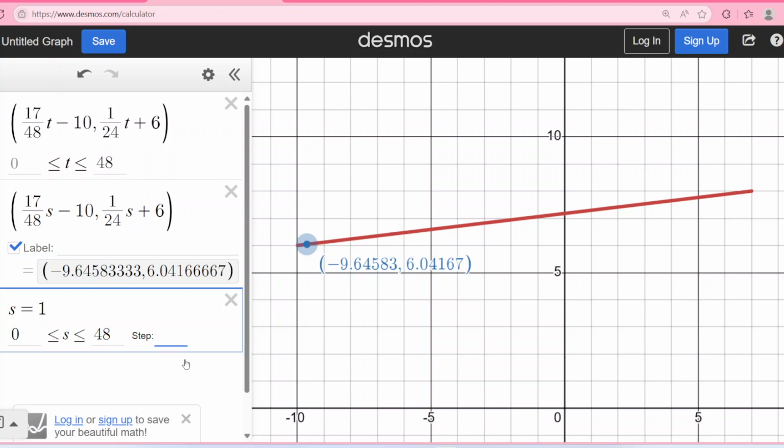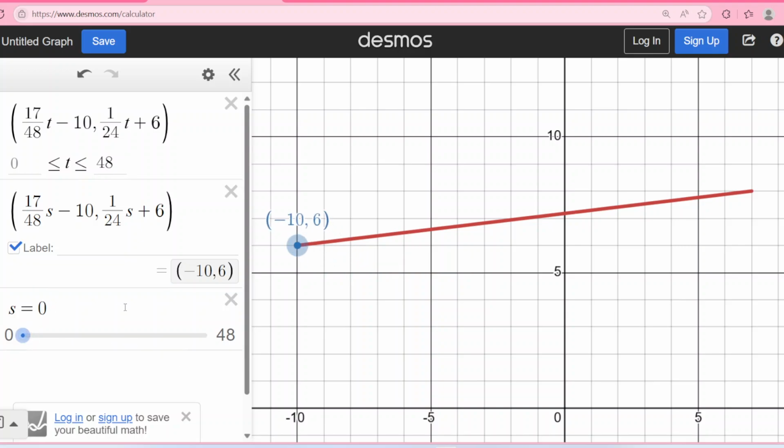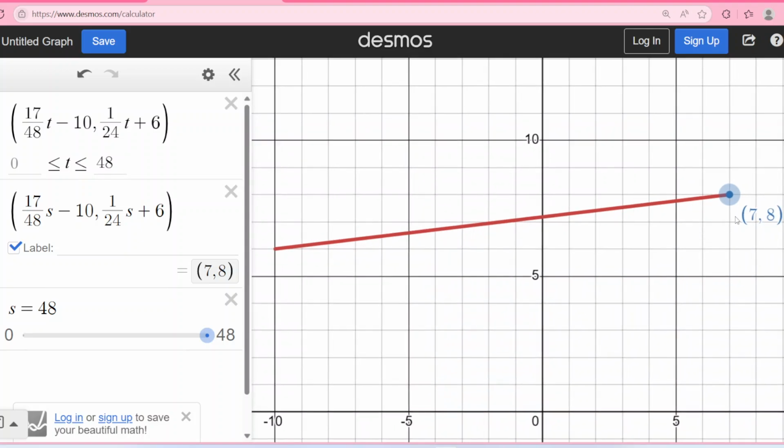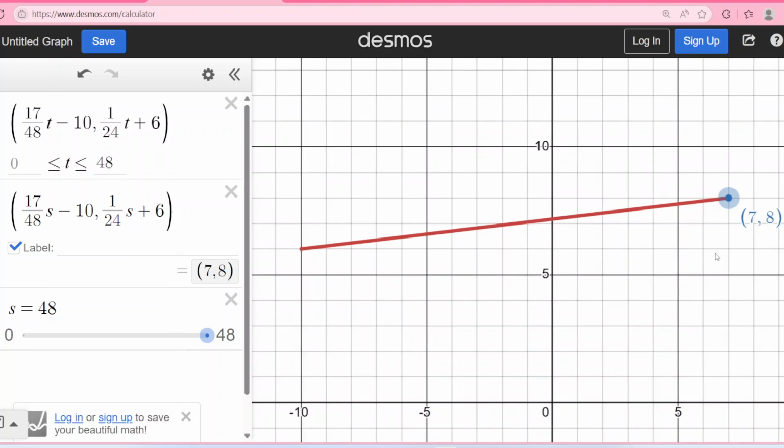I'll go to the slider here and change the ends from 0 to 48, just like earlier. And then the step size is how much the parameter increases or decreases as you move left to right. If I want to go every hour, I'll have the step size be 1, to see where the particle is after each hour. So you see when s is 0, I'm at the point negative 10, 6. 1 hour, 2 hours later, 3, 4, 5, 6, 7, 8, all the way up to 48. When I'm at 48 hours later, I'm at the point 7, 8, like they said in the problem.